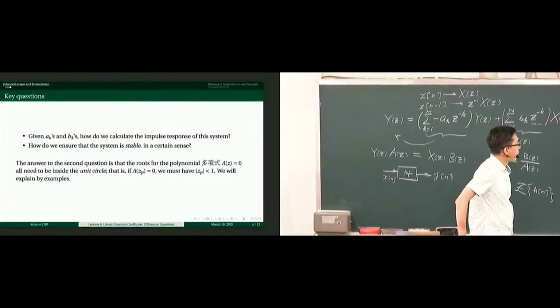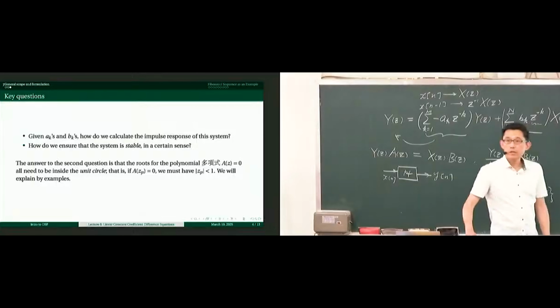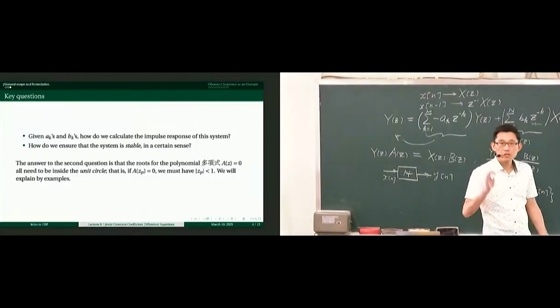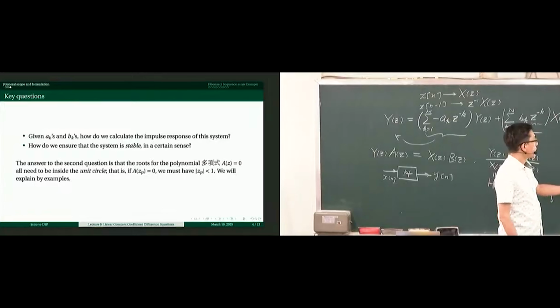First, given the coefficients, given these A and B coefficients, is there a way to calculate the impulse response given any such kind of difference equation? And the answer, of course, is yes. Okay, I will show how to do that. But then the next question is also important.